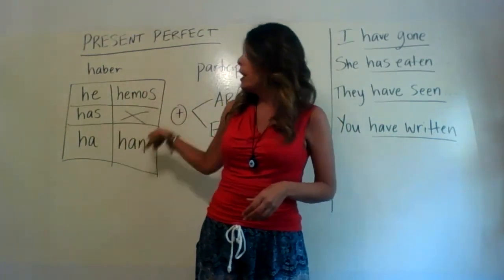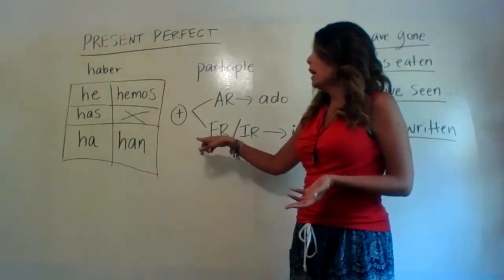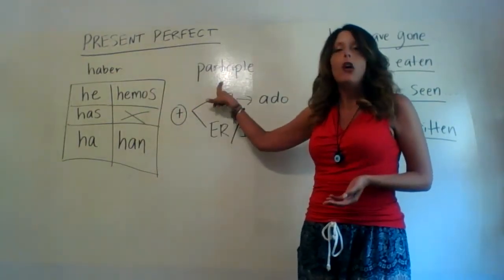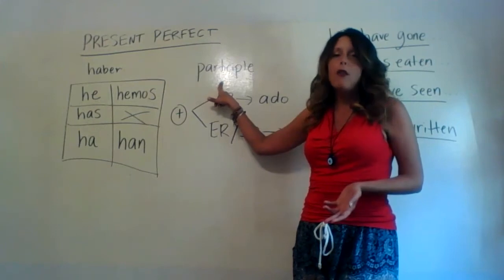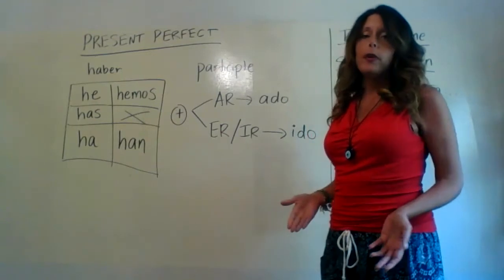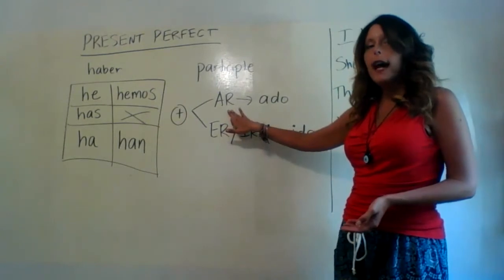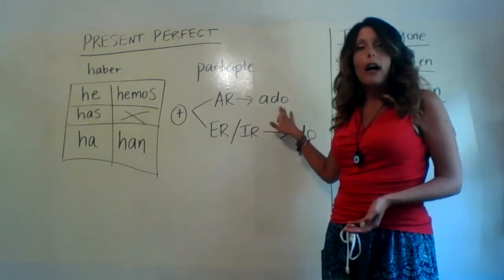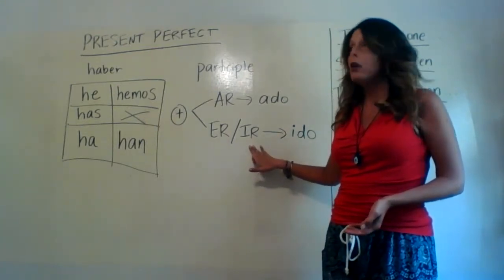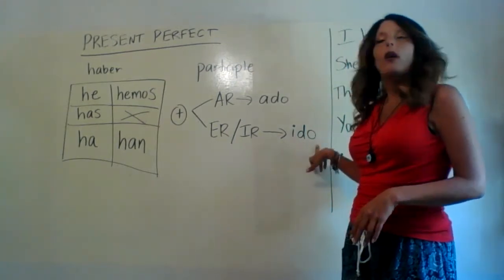We need to know this portion of it, and then what's going to be added to that is a participle. If you watched the last video, we already know how to form participles. If we have an AR verb with which we would like to form a participle, we chop off the AR and add ado. If we have an ER verb or an IR verb, we chop off the ER or the IR and add ido.